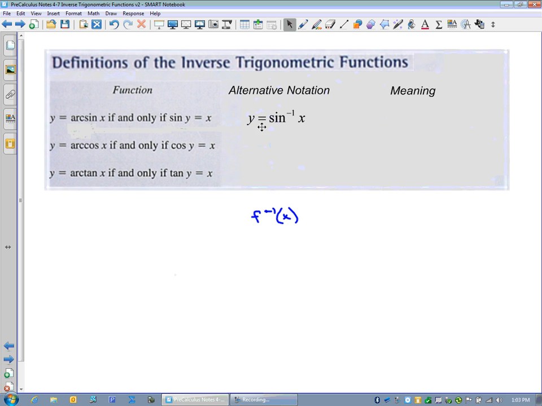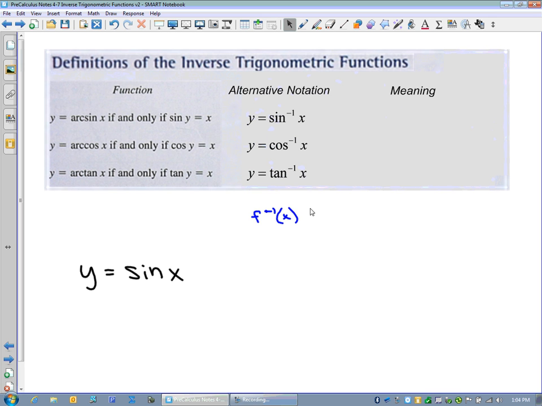So arc sine or inverse sine, those notations mean the exact same thing, which is that it's an inverse function, so we switch the role of the x and the y. Notice how it's not y equals sine x like we're used to, it's sine y equals x. And the same alternative notation for cosine and tangent would be inverse cosine and inverse tangent as well.